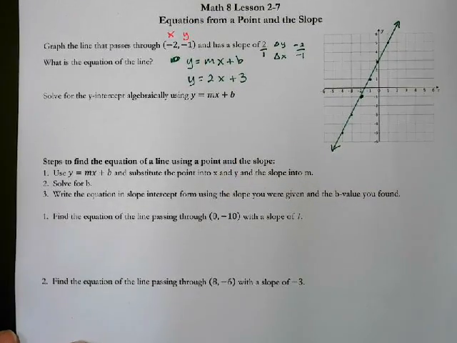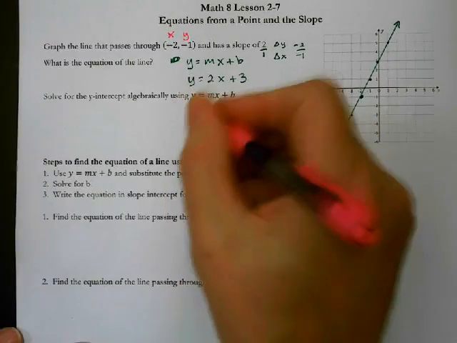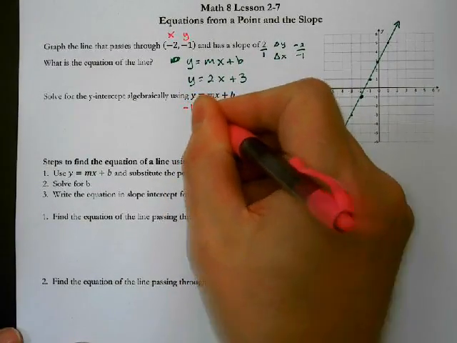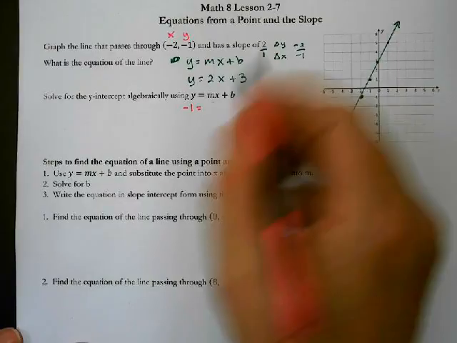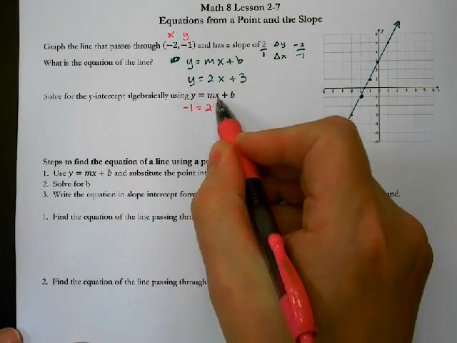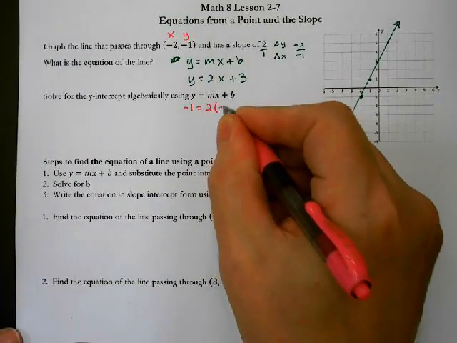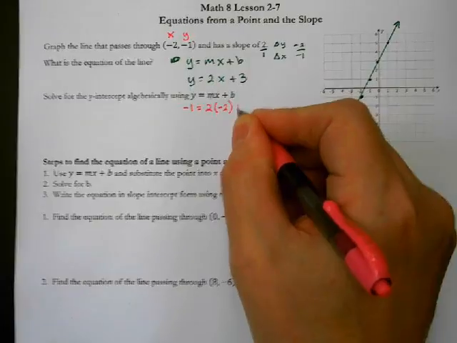Zoom in a little bit there. All right, so instead of y, I'm going to plug in -1. Instead of m, I'm going to plug in 2. Remember, this is the slope times x. So when I plug in x, I'm going to multiply by -2 plus b.